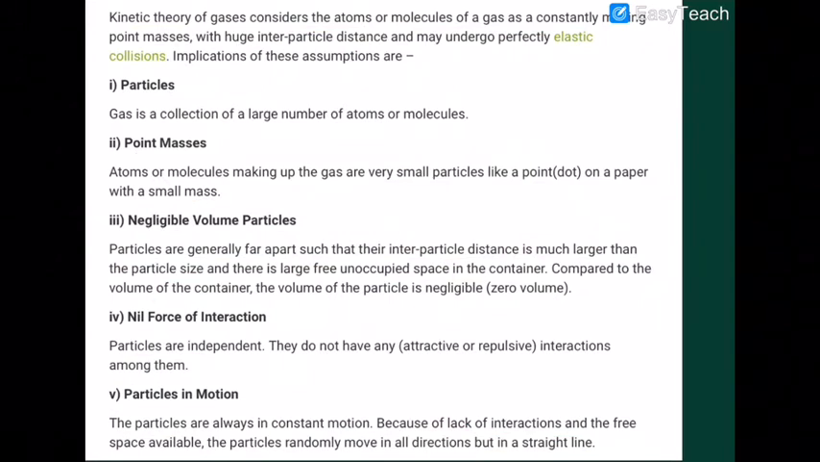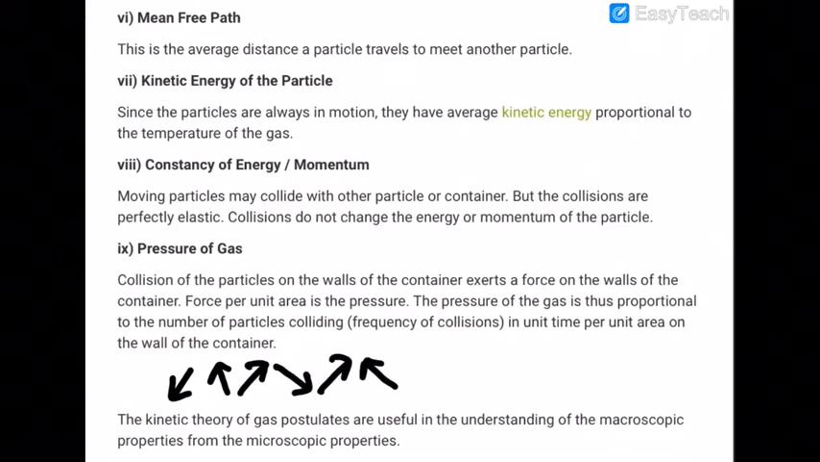So you have to keep an eye on that. Next is about mean free path. This is the average distance traveled by the particle in between the two collisions.